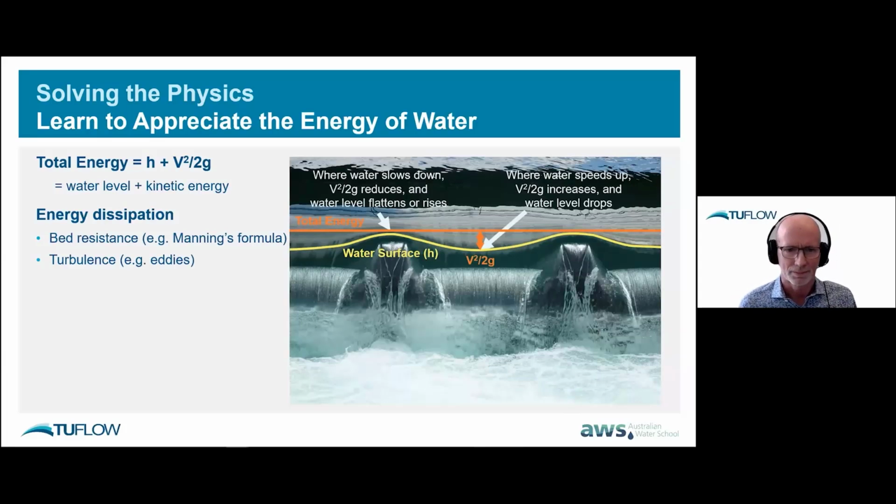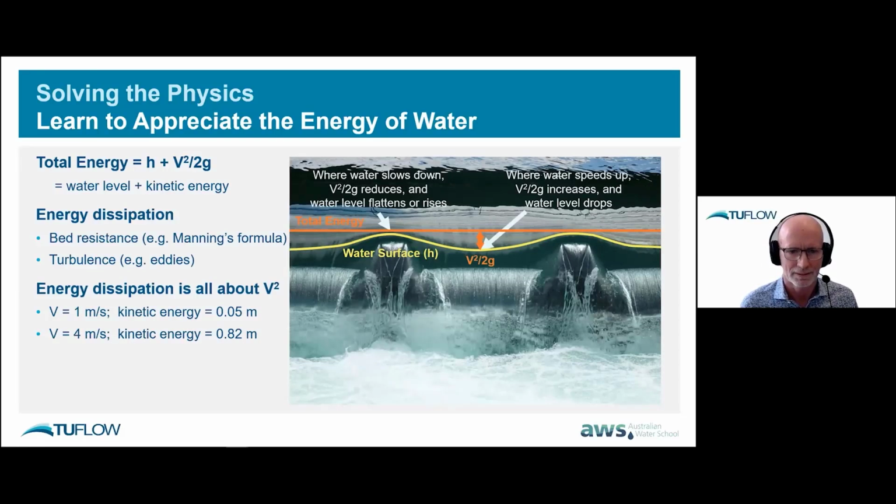It's all about energy dissipation because that's driven by the V squared. And so that'll appear in your Manning's formula for bed resistance. It also appears in the turbulence side of the equation. And it's important because if you just think about it, it's not V, it's V squared. So if you've got water moving at 1 meter per second, that's around 5 centimeters of kinetic energy that's available to be lost by hitting an obstruction and going around the bend or whatever. But if your water's moving at 4 meters per second, it's not 4 times as much, it's actually 16 times as much energy available to be expended through some sort of change in the flow pattern.